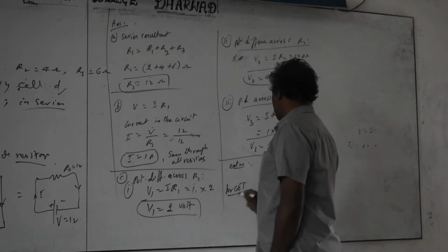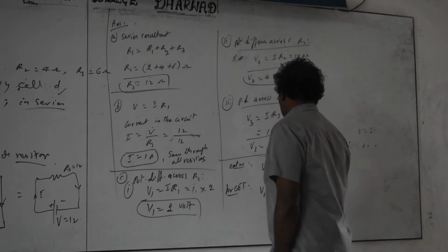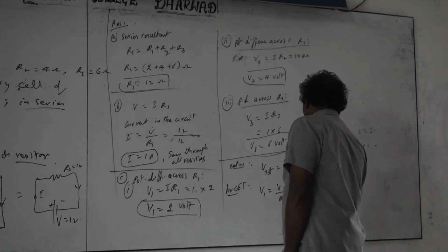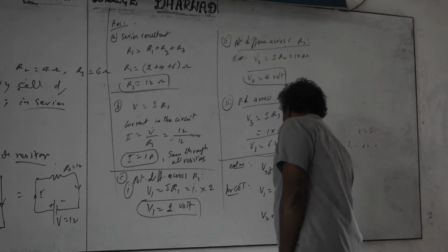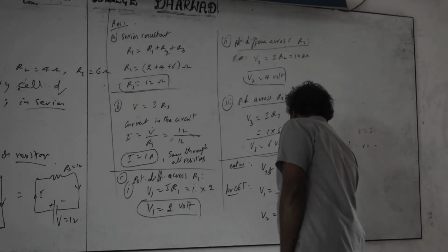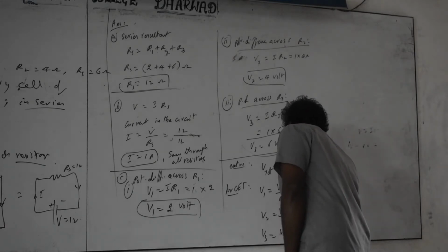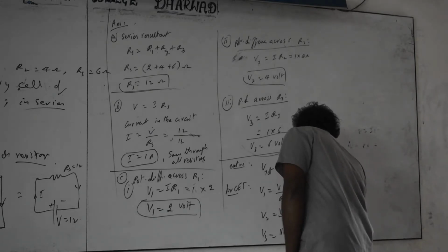As a short form, you can take directly V1 is equal to V into R1 by R1 plus R2 plus R3. You get the same relation. And V2 is equal to V into R2 by R1 plus R2 plus R3. Similarly, V3 is V into R3 by R1 plus R2 plus R3.